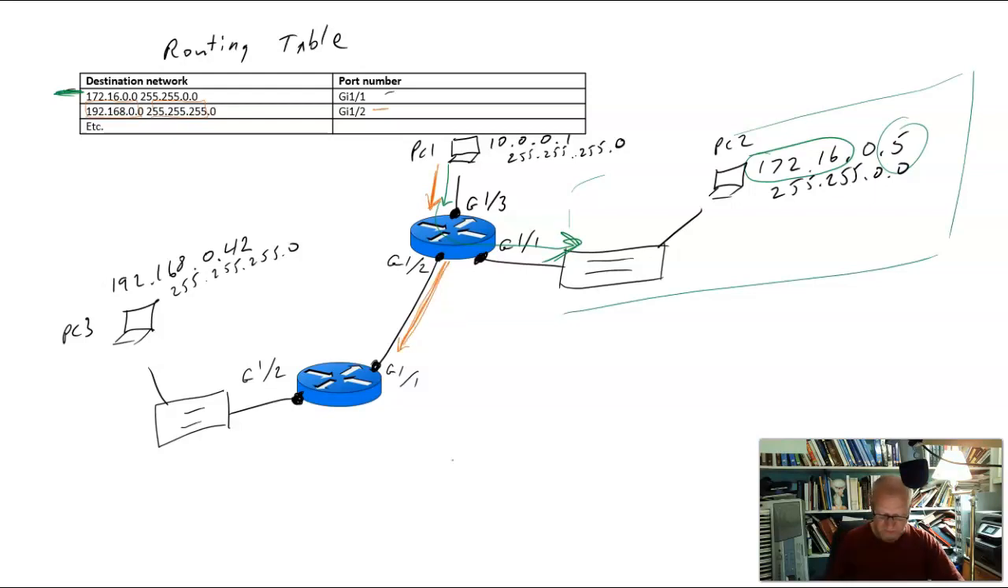Now, this router in turn is going to get it, and it also has a routing table in it, and its routing table is also going to say, oh, in order to get to 192.168.0 anything, I am going to go out of G1/2. So it's going to send that information out of G1/2. And ultimately, again, the local network will worry about getting it up to the correct PC from there. So that's how the routing table works in simplicity.